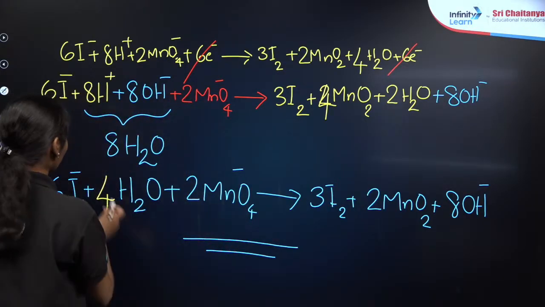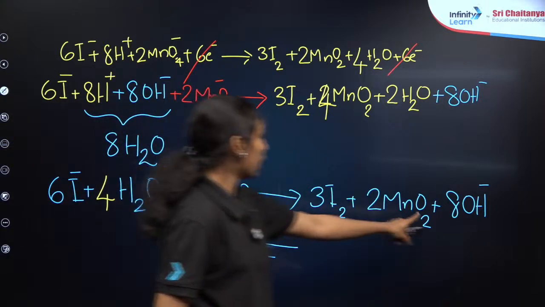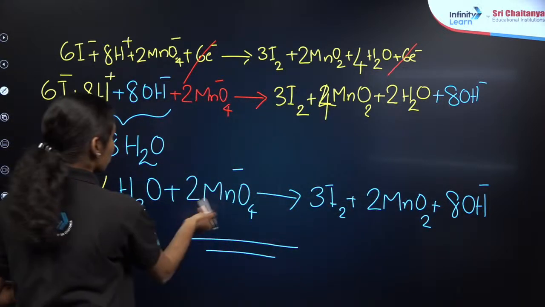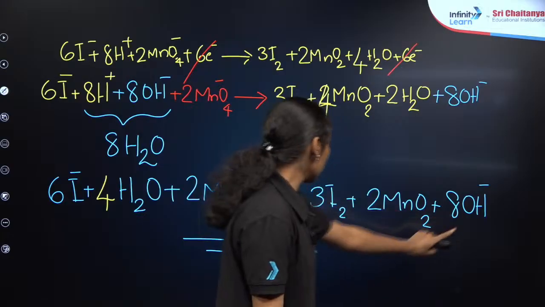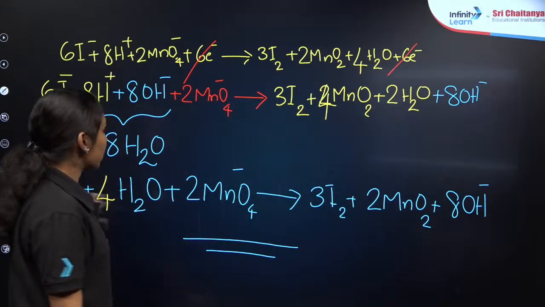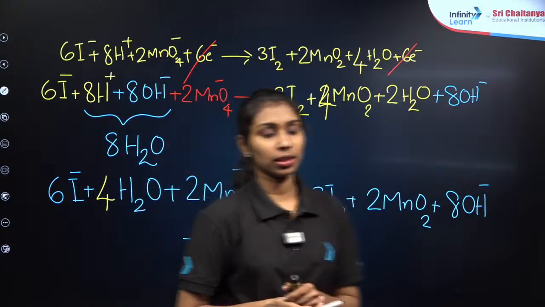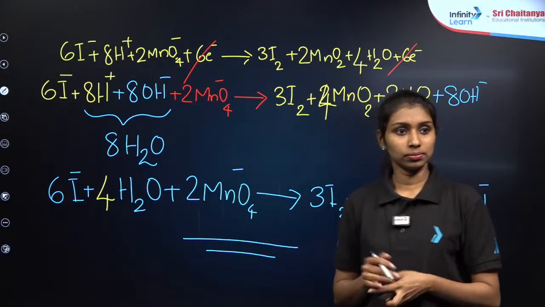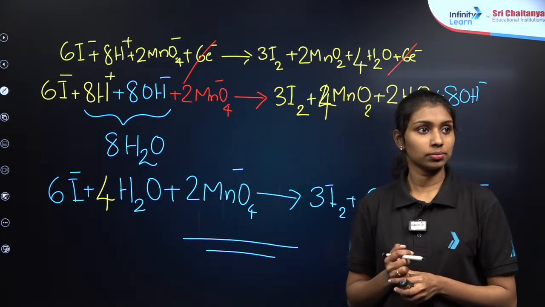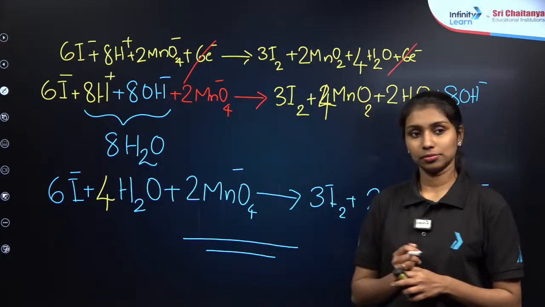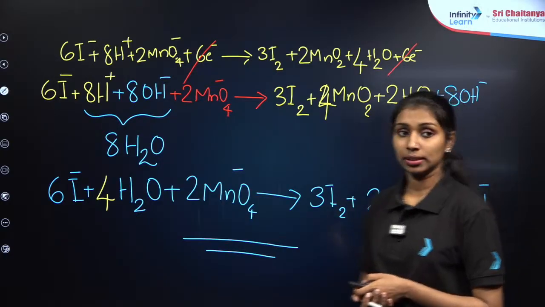Again you can just check here: 4 into 2, 8 hydrogen. Here is also 8 hydrogen. Then 2 into 4, 8 oxygen. Here it is 8 oxygen. Manganese is also balanced here. This will be the final balanced chemical equation for this particular reaction. Clear? Is it clear?